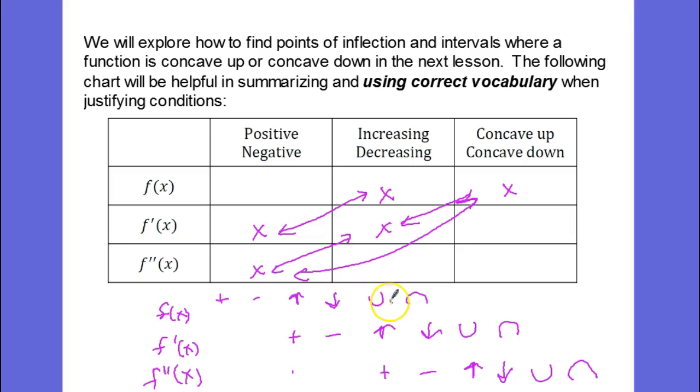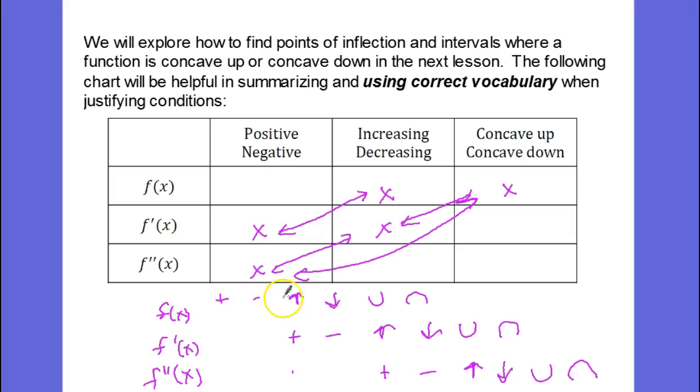If f of x is concave up, f prime of x is increasing, f double prime of x is positive. If f of x is concave down, f prime of x is decreasing, and f double prime of x is negative.